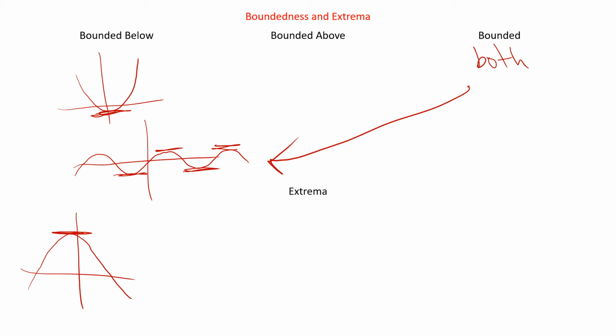And then extrema. Extrema is plural for extreme, and extreme means maximums and minimums. We have local extrema, and we have absolute or global extrema, and that would be maximums and minimums.